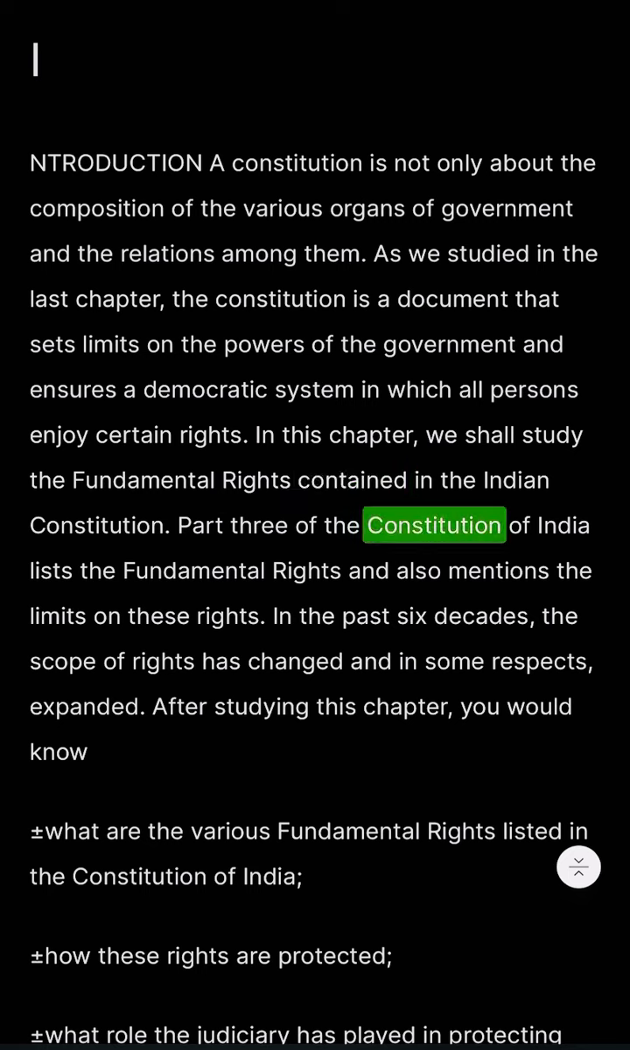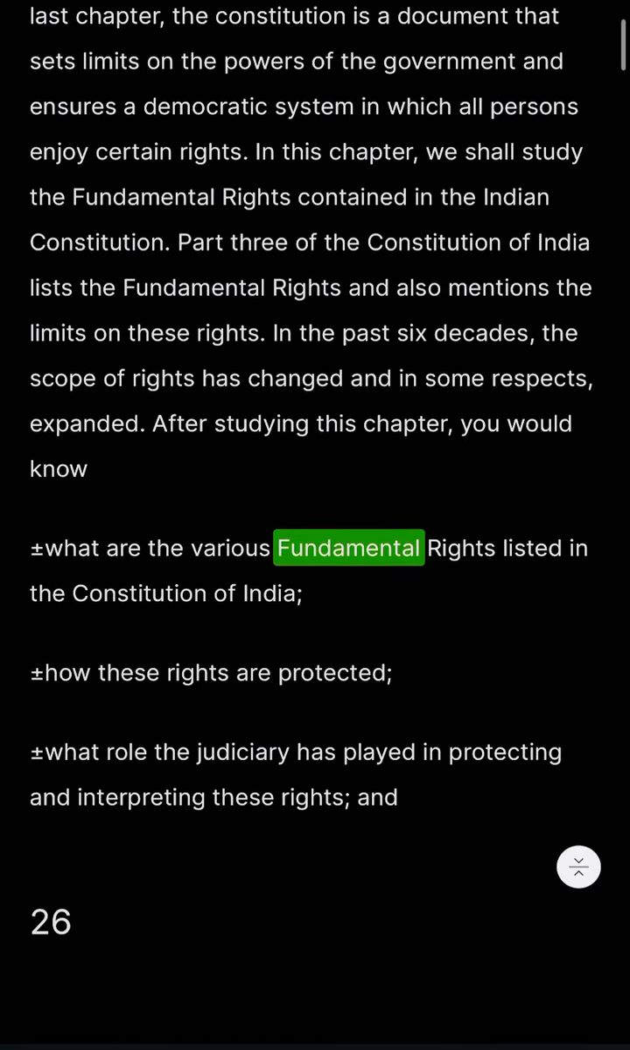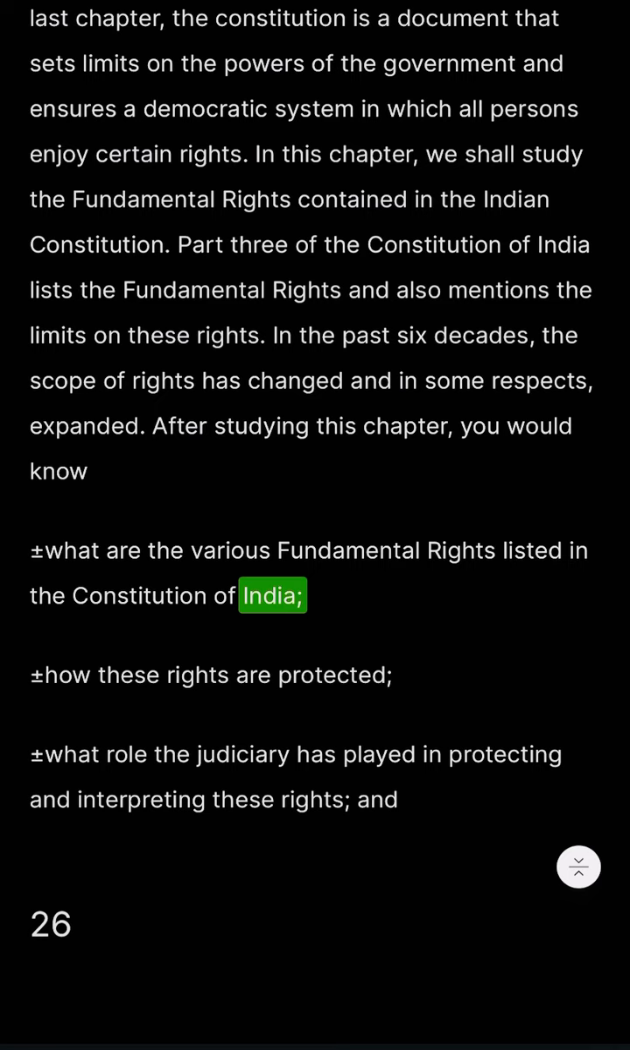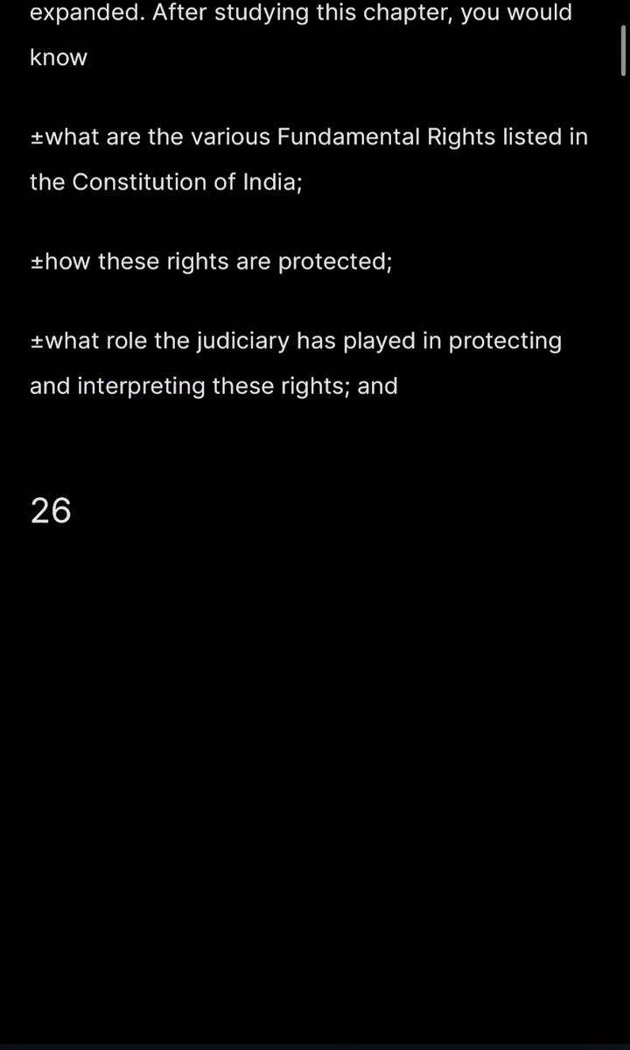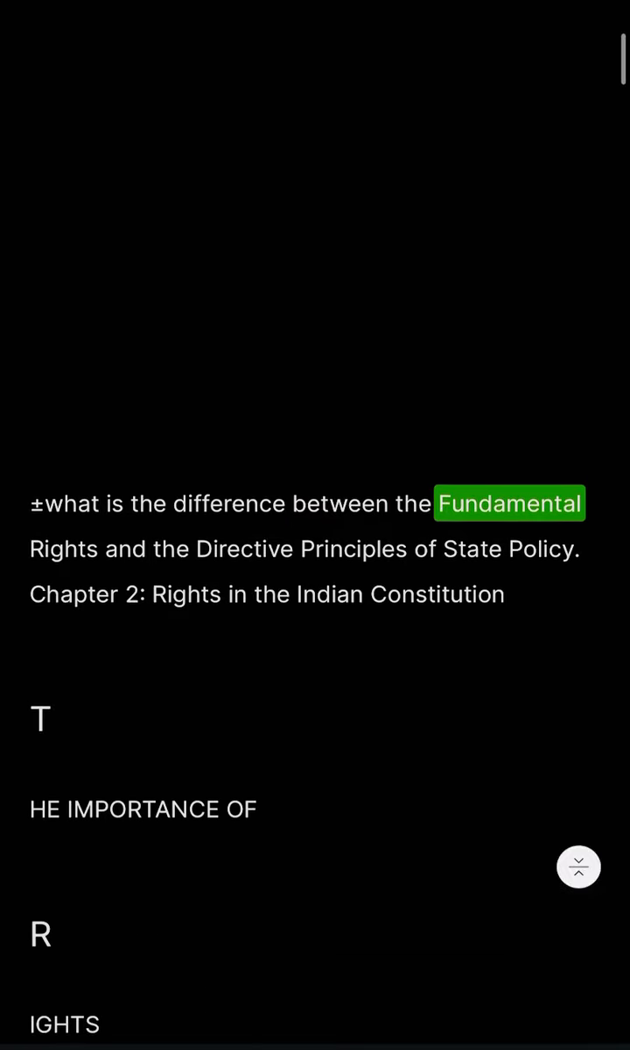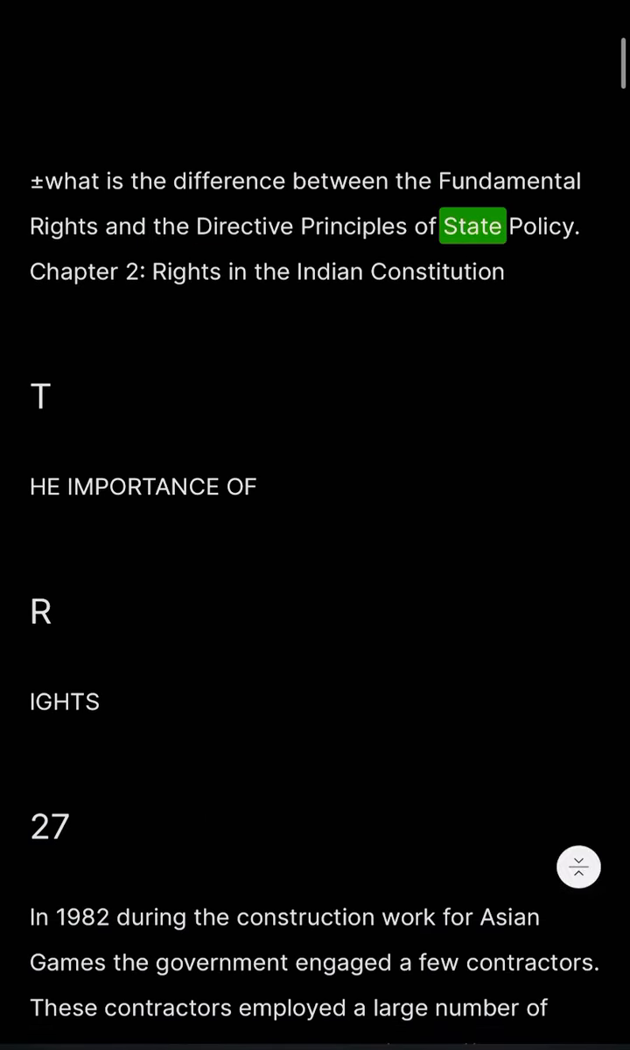Part 3 of the Constitution of India lists the fundamental rights and also mentions the limits on these rights. In the past 6 decades, the scope of rights has changed and in some respects expanded. After studying this chapter, you would know what the various fundamental rights listed in the Constitution of India are, how these rights are protected, what role the judiciary has played in protecting and interpreting these rights, and what the difference is between the fundamental rights and the directive principles of state policy?